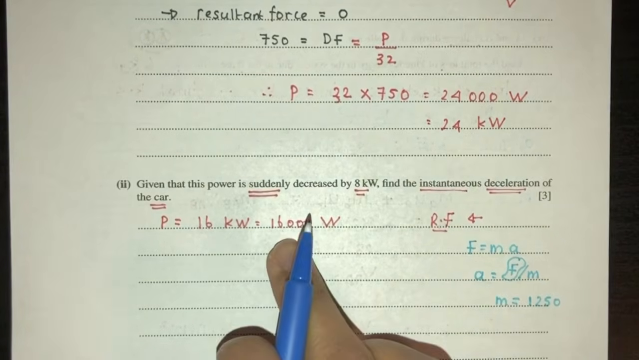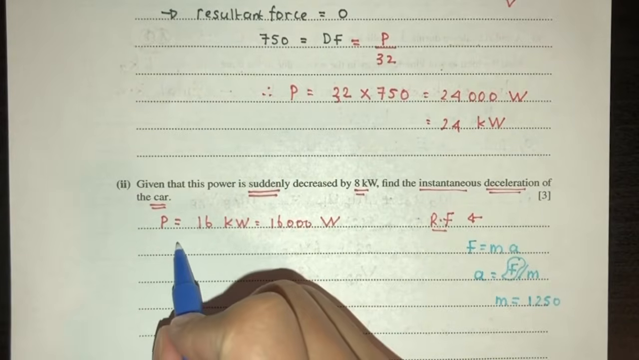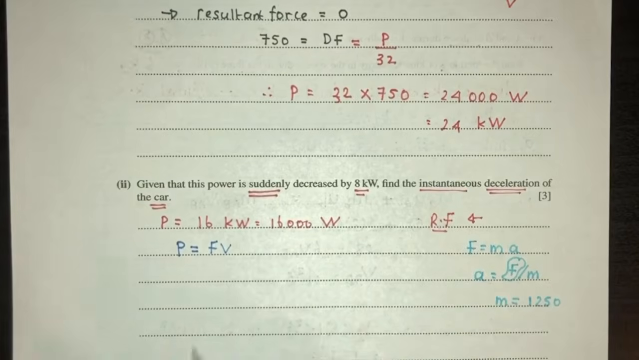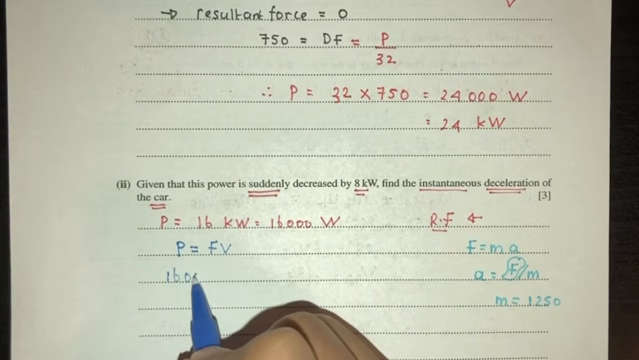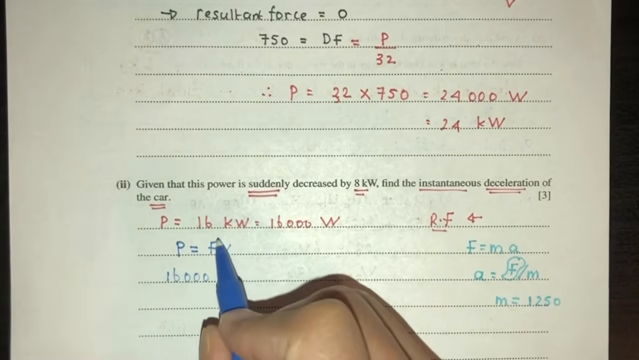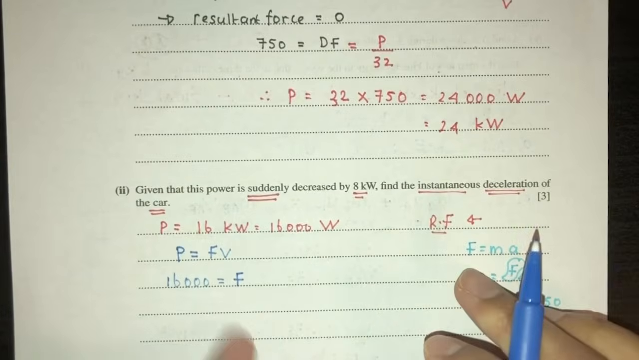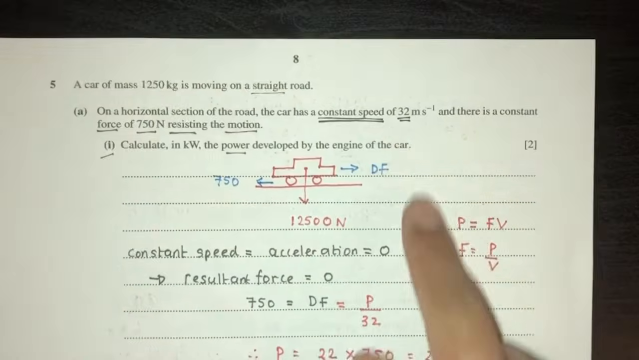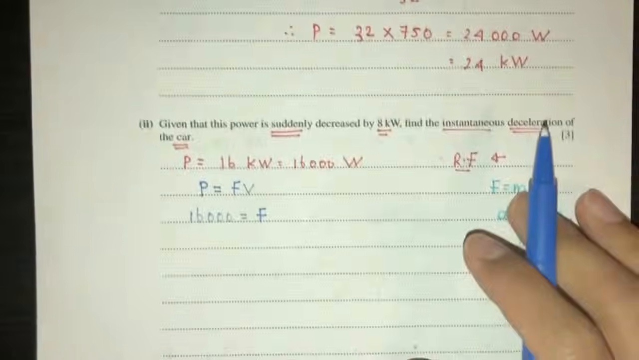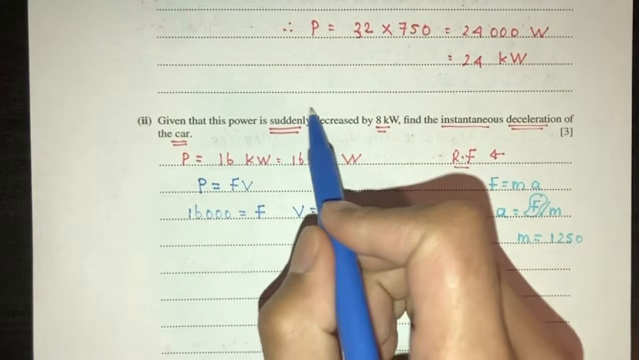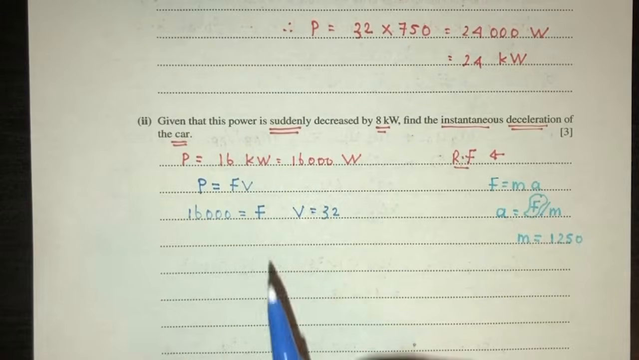So given that the power is this, we have an equation P is equal to FV. Right. Now P is 16,000. F is the force that we need to find. We don't know. But V is given to you in the question as 32. The reason why V did not change is because it happened suddenly. So in that instant, the V will not change. So that's why we keep the same V.